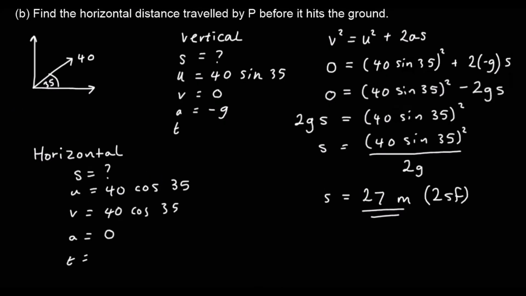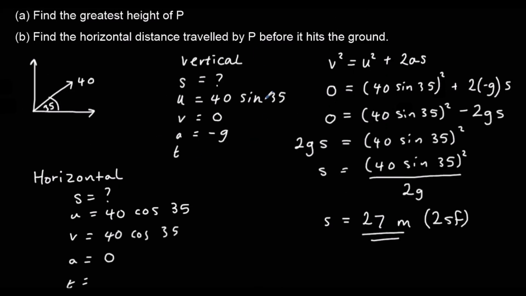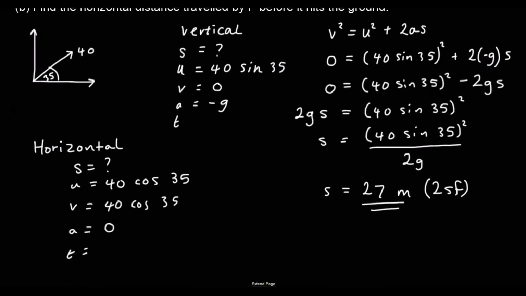So we will work out the time from the vertical component. We need to know the time when it hits the ground. There are two ways of doing it. We could work out the time to the top and then just double it, because it's going to have a symmetrical motion up to the top and then back down. Or we could work out the time for the whole motion, which will probably be a more complicated formula. So we'll work out the time to the top and then double it.